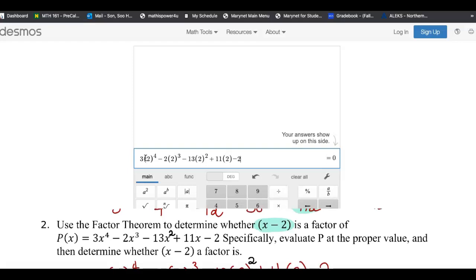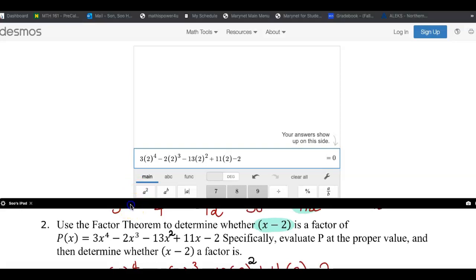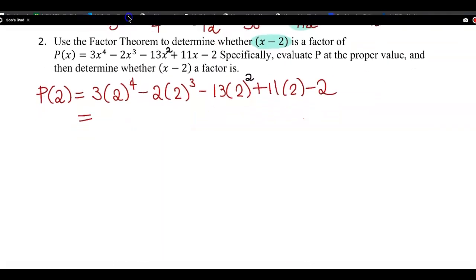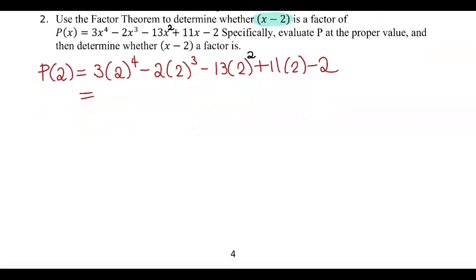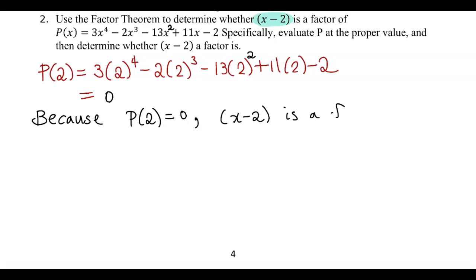Anyways, if you change it, we will get p of 2 equals 0. I really wanted to give you an example where it actually comes out to be 0. So we can conclude that because p of 2 is 0, x minus 2 is a factor of p of x.